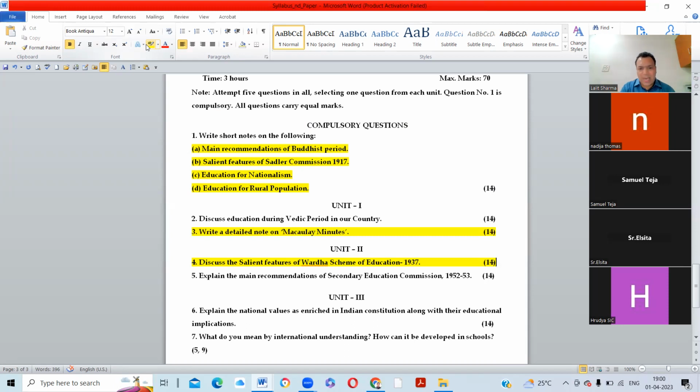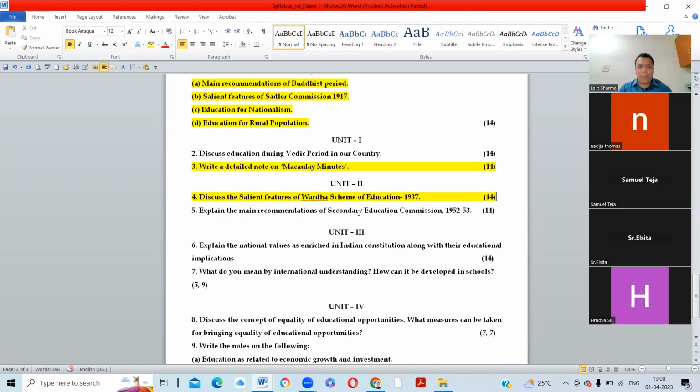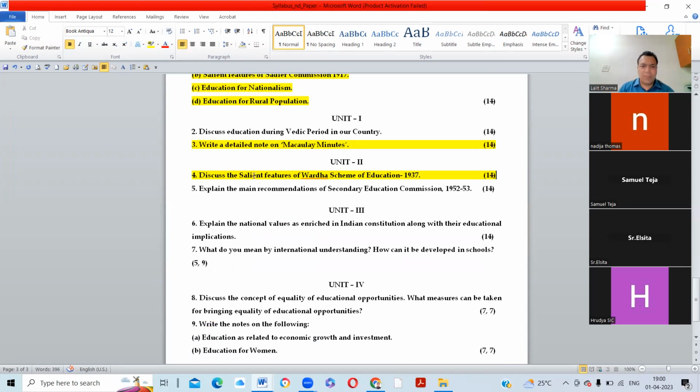So if last time the Secondary Education Commission has come, then the next time, after two days, it can be 1986, right? But both questions are easy, you can attempt any one. So in this solved paper we have attempted the questions, and we are giving the answer of the salient features of the Vardha scheme of education, right?